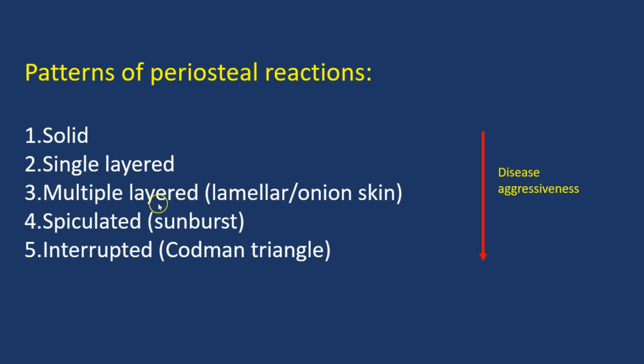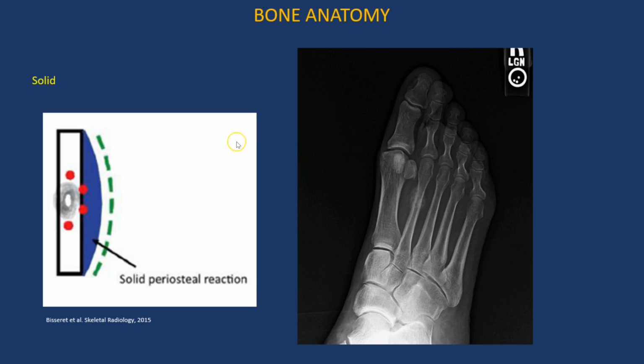The remaining layers require diligent multimodal imaging and probably multidisciplinary investigation. Multiple layer, known as lamellar or onion skin, spiculated, otherwise known as sunburst, and interrupted, otherwise known as Codman triangle. The pathology of a solid periosteal reaction is as follows. This is usually secondary to something abnormal housed exclusively within the bone.